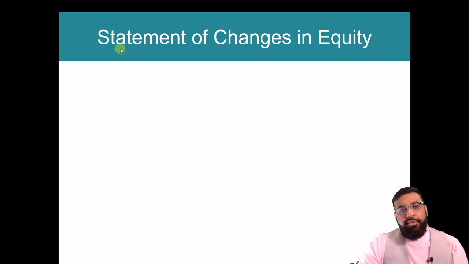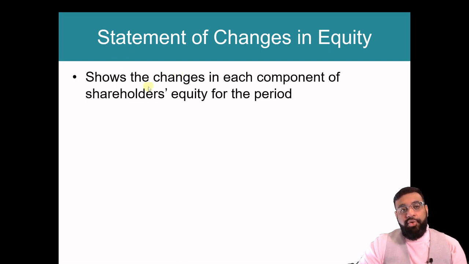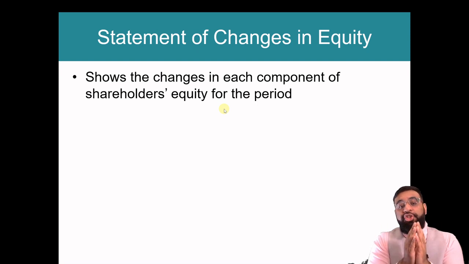Now we're going to talk about the statement of changes in equity. This is a second statement that we have to do. Essentially, it shows the changes in each component of shareholders' equity for the period. Remember, we have three components: common shares, preferred shares, and retained earnings. However, common shares and preferred shares can be put into one component called share capital.